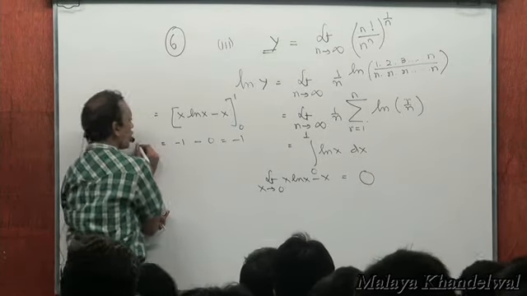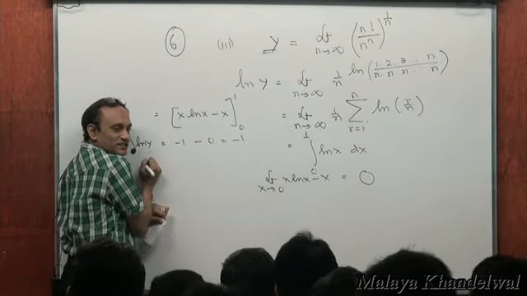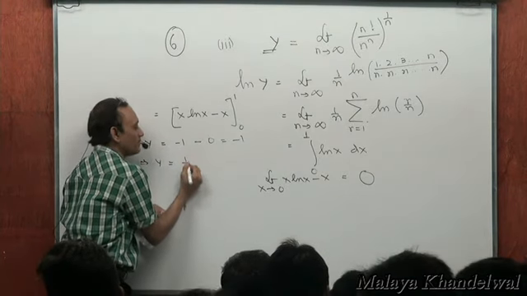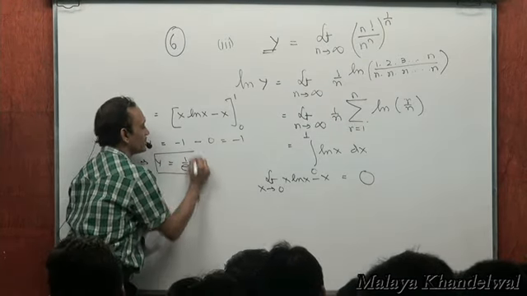So minus 1 log y therefore turns out to be minus 1. Y is what we are seeking. Y therefore would be e power minus 1. So 1 by e is what y is.